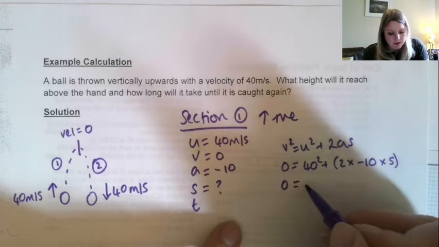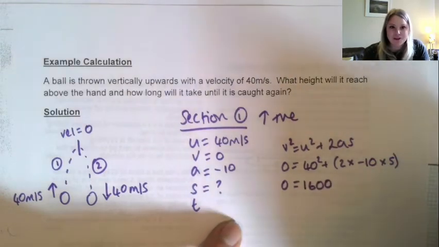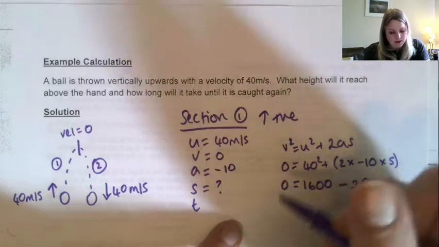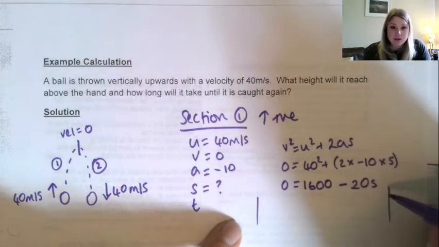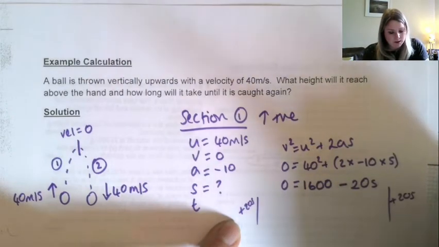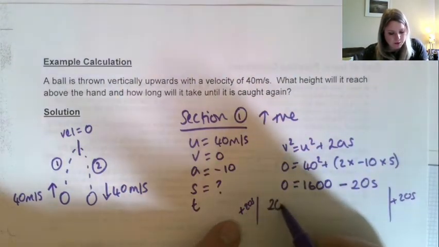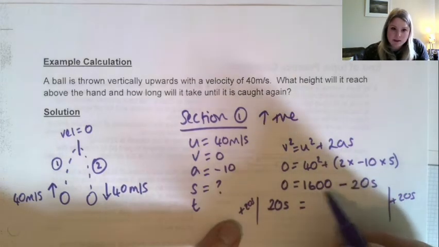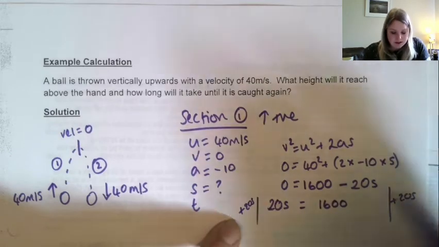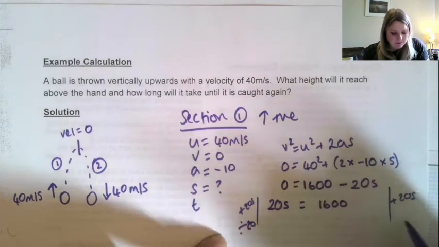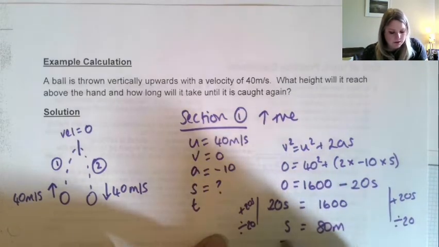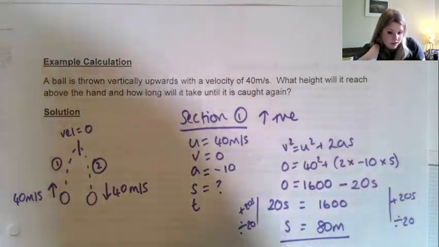So 0 equals 1,600 minus 20S. Right, to get S on its own, I'm going to add 20S to both sides. So 0 plus 20S gives me 20S. 1,600, take away 20S plus 20S, just leaves us with the 1,600. Then to get S, if we divide by 20, we will get that the height is 80 meters. That is some throw. So the height reached is 80 meters.